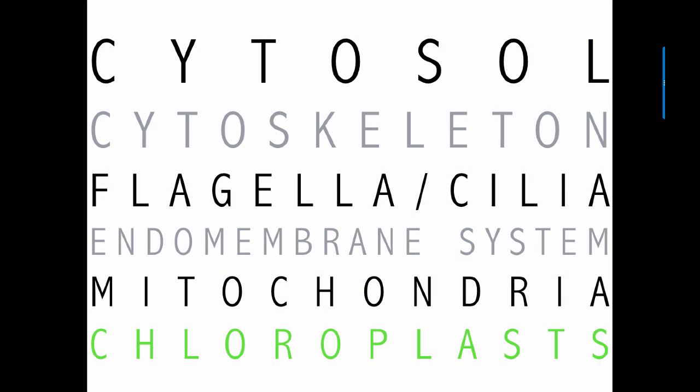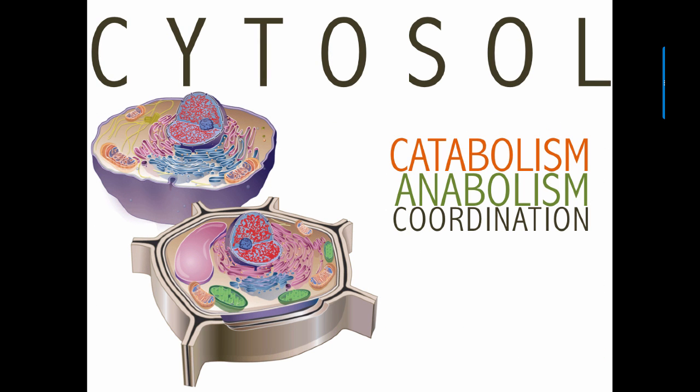So what we're going to do now very quickly is we're just going to run through the major structures that you find in eukaryotic cells. So we'll talk a little bit about the cytosol, and then the cytoskeleton, the flagella and the cilia, the endomembrane system, the mitochondria, and lastly chloroplasts. So this is a quick overview of cell structure and function.